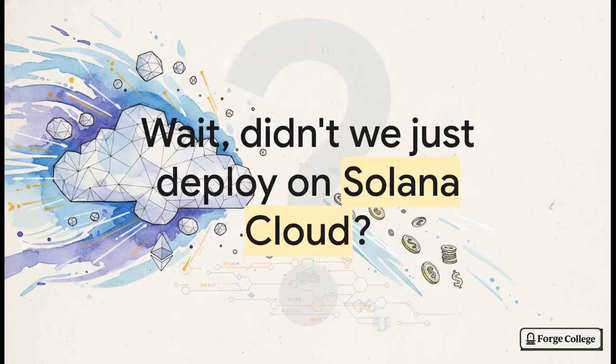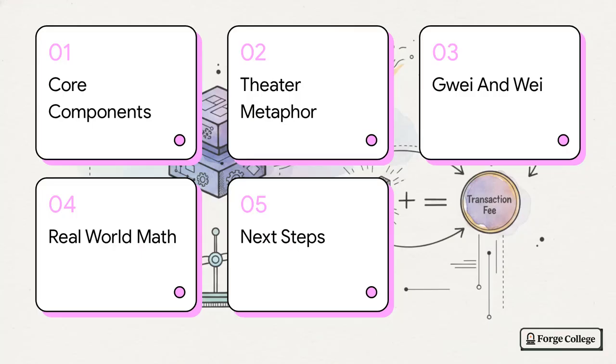on the network. Now, you might be asking, wait a minute. Didn't we literally just finish deploying a program on Solana Cloud in our last lesson? Yup, we sure did, and we had an absolute blast over there with those lightning-fast speeds and practically zero costs. We did, but strap in because today we are pivoting right back to Ethereum.